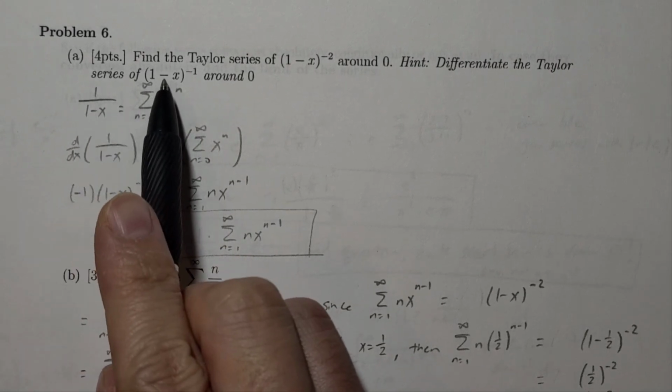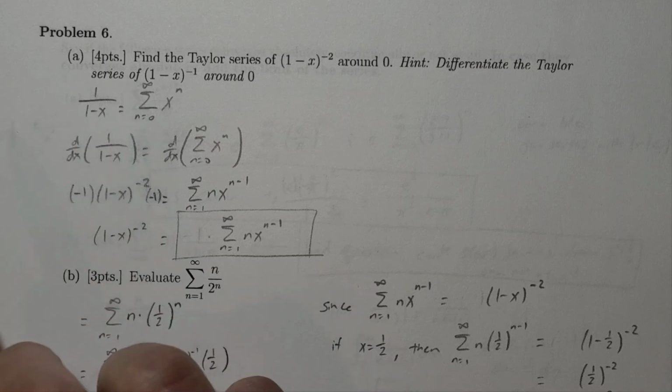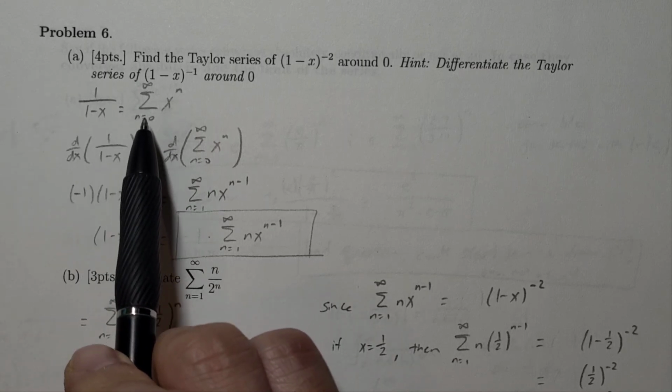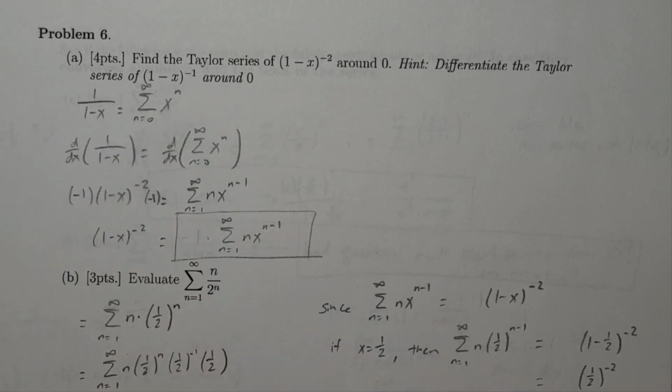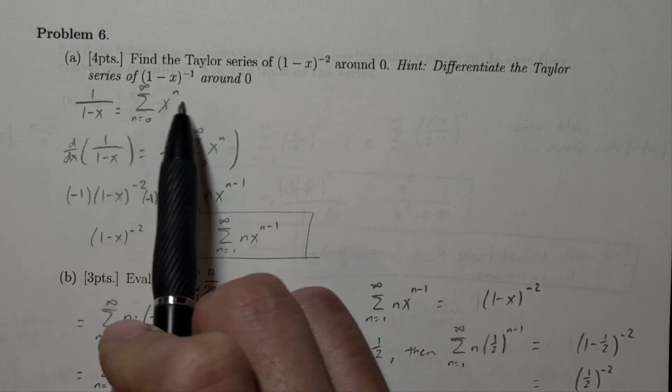I started with this series, which is one of the ones that you should remember, as I said in, I think, problem 2 or something like that. 1 over 1 minus x is the summation as n goes from 0 to infinity of x to the n. This is just the geometric series, remember. We can differentiate power series, so we differentiate both sides.